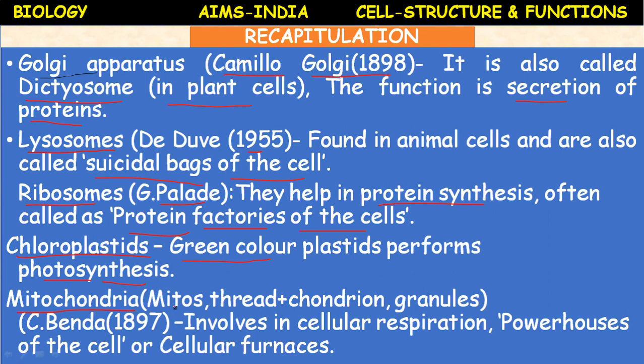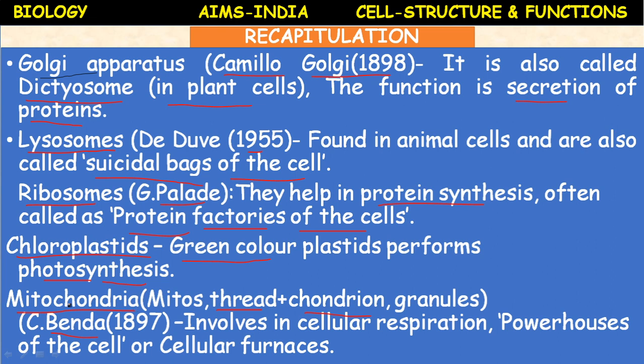What is the meaning of mitochondria? Please note down. Mitos means thread. Chondrion means granules. Thread granules. The name mitochondria was given by Benda in 1897. They are called bioplasts by Altman.